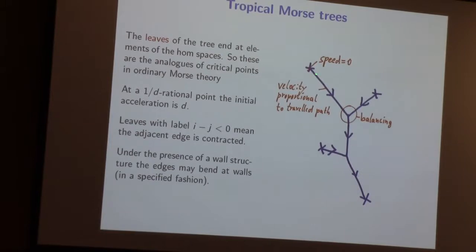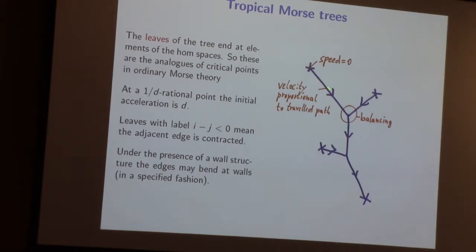And it had leaves indicated by these points. These are elements of the home space. So these are these rational points with a certain label I minus j on your B. And these are the analogs of the critical point. And that's where you start your kind of gradient flow. And then if you have a 1 over d rational point, you start here with speed 0, and then you start accelerating this d.